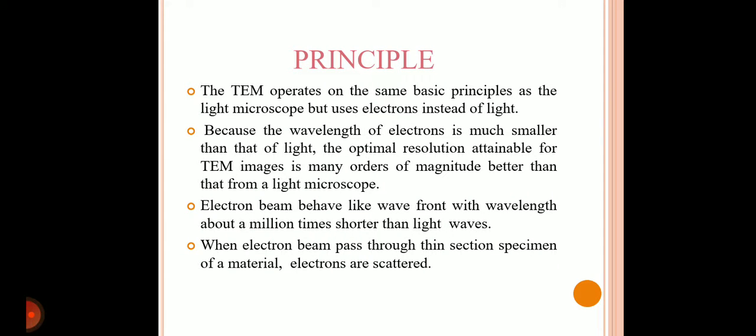Next is its principle. Transmission electron microscope uses high energy electrons, up to 300 keV accelerating voltage, which are accelerated to nearly the speed of light. The electron beam behaves like a wavefront with wavelength about a million times shorter than light waves. When the electron beam passes through a thin section specimen of a material, electrons are scattered. A sophisticated system of electromagnetic lenses focuses the scattered electrons into an image, a diffraction pattern, or a nanoanalytical spectrum, depending on the mode of operation.